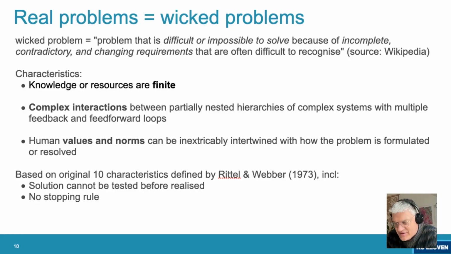Wicked has nothing to do with the Wicked Witch of the West or something, but it's actually a term that's used since 1973, when two people described it in political sciences. But the wicked problem is basically a problem that is very difficult or impossible to solve. It's too big. Right? Examples are how to solve poverty, or how to solve climate change.